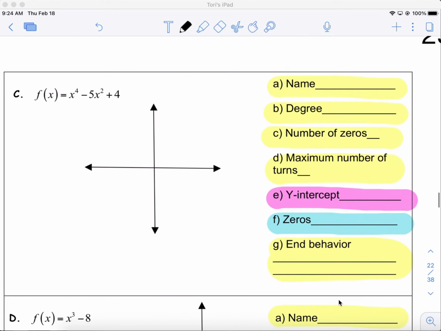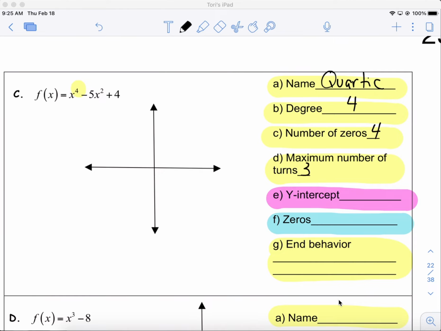Okay, so C is in standard form, which means that if I just look at the highest exponent, I can get a lot of information. I know my name is going to be quartic. Quad is 4, so quartic. The degree is 4. Number of zeros total is going to be 4. Could be real, could be imaginary. We don't know. Maximum number of turns is 1 less, so 3.